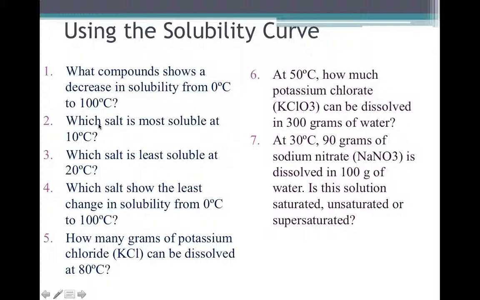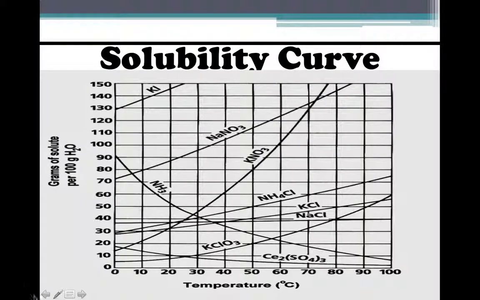Now, question number 2 asks, which salt is most soluble at 10 degrees Celsius? All right, now I'm going to go back. Let me get my pen going. At 10 degrees Celsius, and here's my temperature at 10 degrees, so I'm going to look at this line right here. I'm going to go all the way up. And they want the most soluble. Most soluble means go for the highest. And the highest one on that one would be KI.